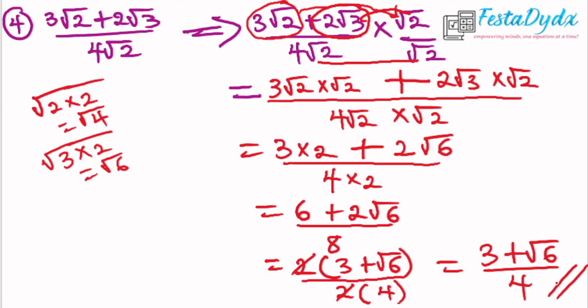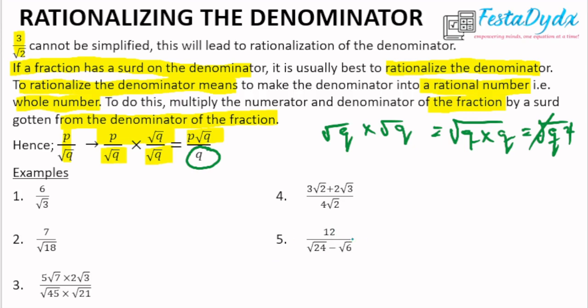Now let's move to the last question in rationalizing the denominator, and also the last question in this video. So for question number 5, we'll have 12 all over root 24 minus root 6. For the denominator, we have to simplify that subtraction first. Then after subtracting, we can now rationalize the denominator.